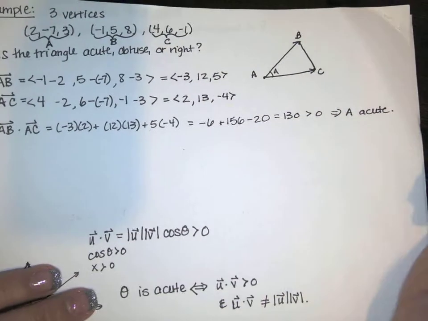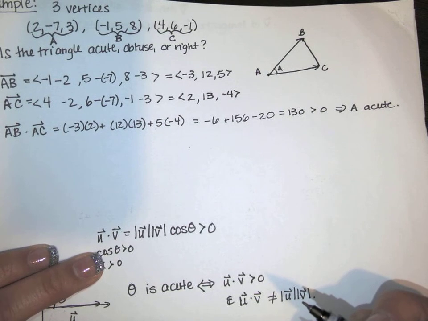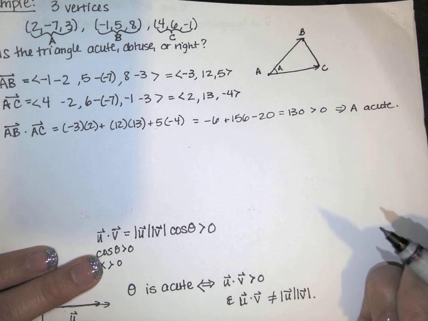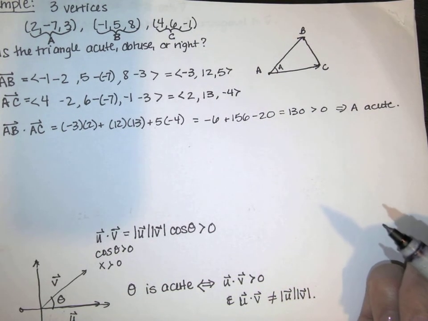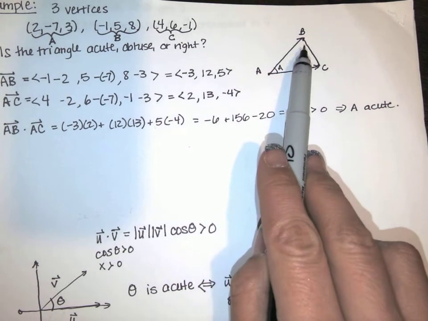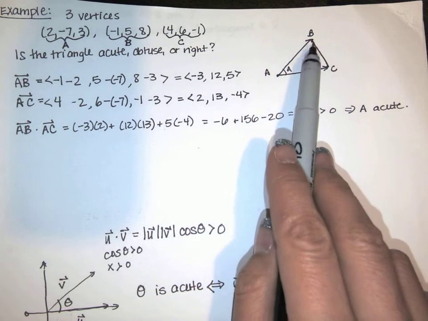Now that does not mean we have an acute triangle. Right triangles have one right angle and two acute angles. Acute triangles have 3 acute angles. An obtuse triangle has 2 acute angles and an obtuse angle. So that means there's a lot more work to do. I need to find the angle at B as well. It's actually not that bad.